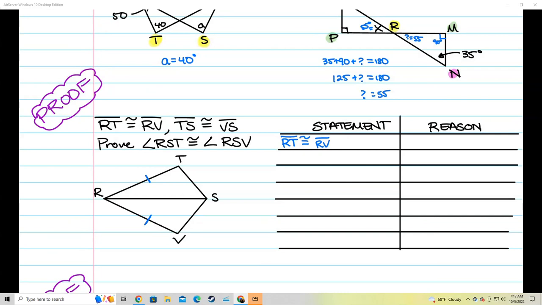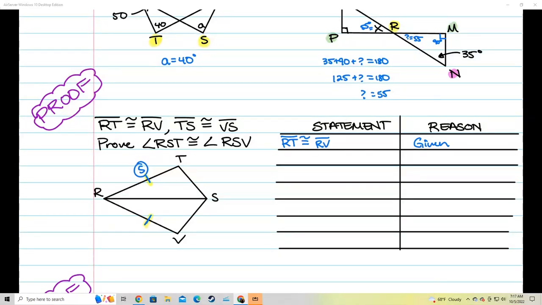How did I know that? Well, they told me in the problem. So I get to say that that was given. And when that's given, that actually gives me a side. Is that enough to say that the triangles are congruent? Nope, not yet. So we're going to keep on going.